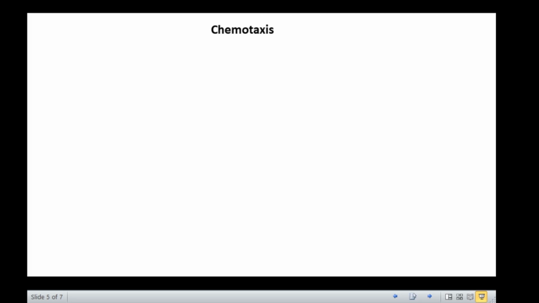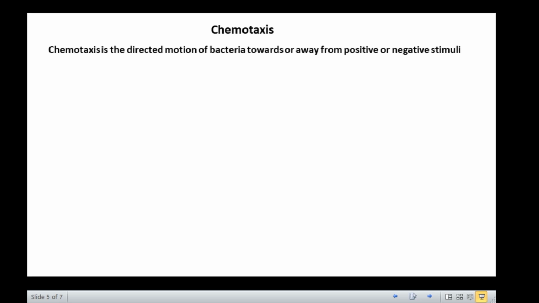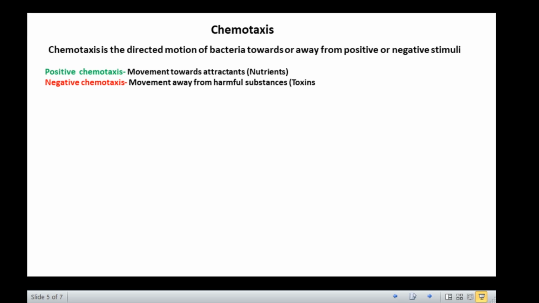Bacteria move through the action of the flagella. Well, the bacterial motility is not aimless but is governed by the process called chemotaxis, the directed motion of bacteria towards or away from positive or negative stimuli. When bacteria move towards attractants, it is called positive chemotaxis, and when they move away from the repellents, it is called negative chemotaxis.